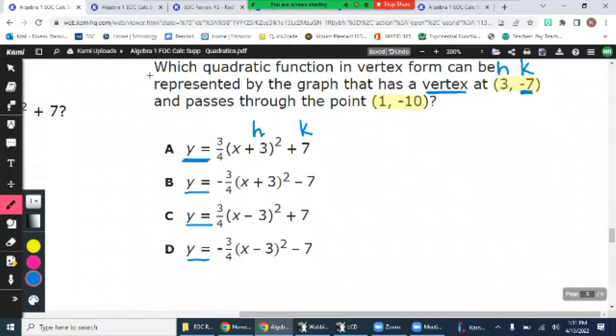A and C. If you look at A, it has a +7, C has a +7. If it's a -7 here, it needs to be a -7 in the equation. So we are eliminating A and C. Are we okay with that?